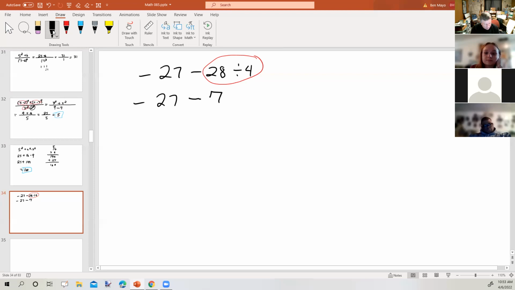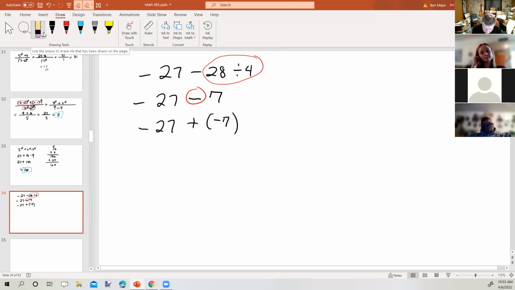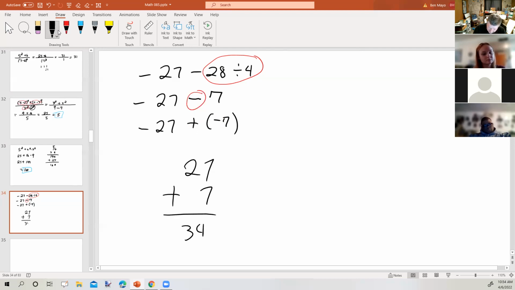But if you struggle with that idea, we're going to go back to what we looked at earlier. We're going to change subtraction into addition of the opposite. Now, I don't change the negative sign. That's not a subtraction sign. That's a negative 27. I change subtraction to addition of the opposite. All right. Now I'm adding two numbers with the same sign. So you add their absolute values and attach the common sign.